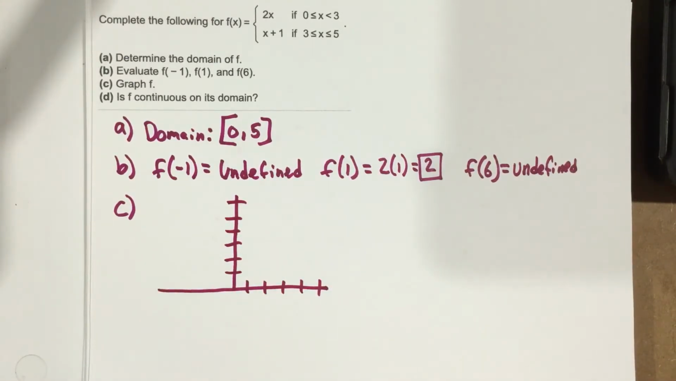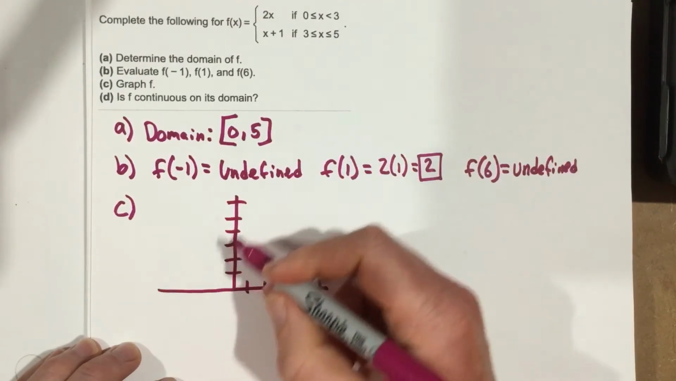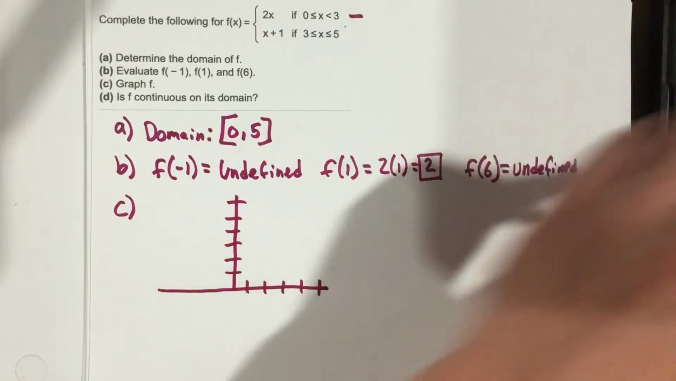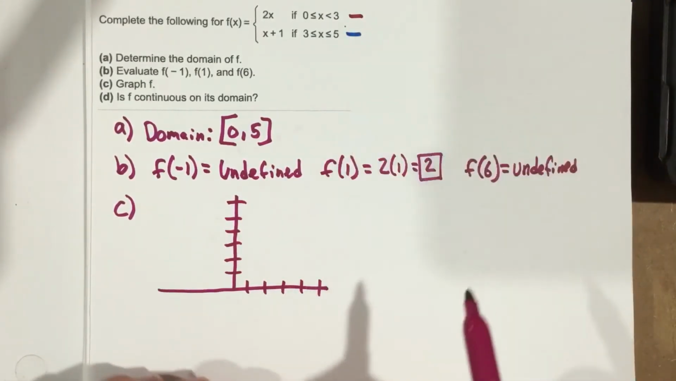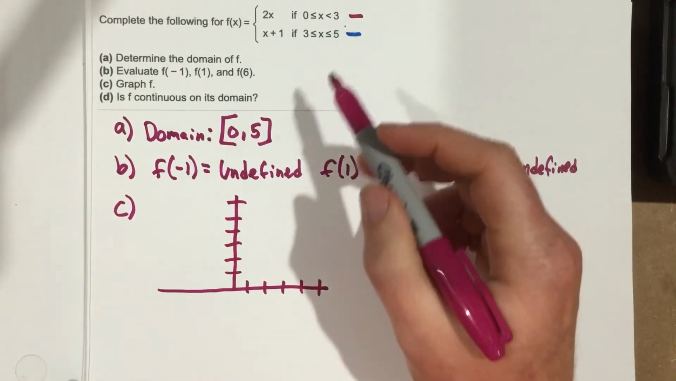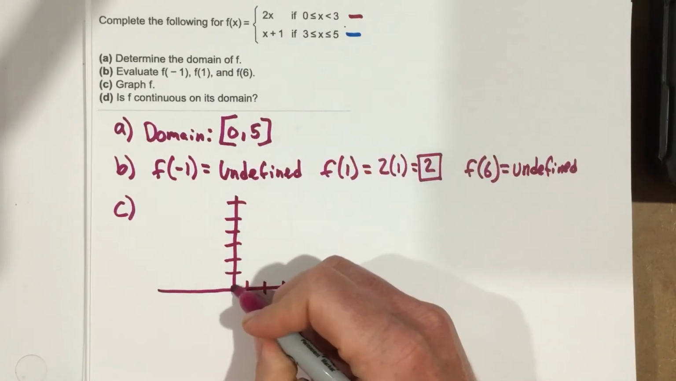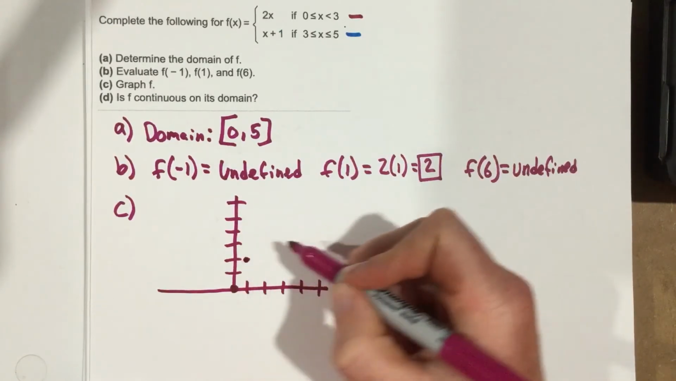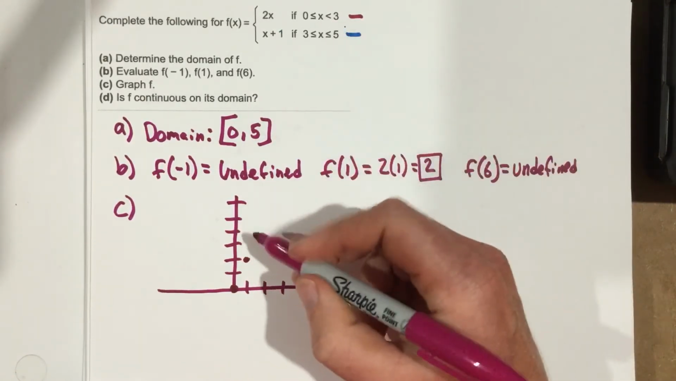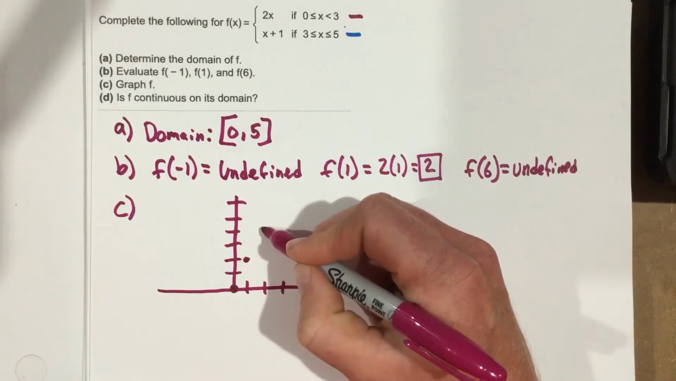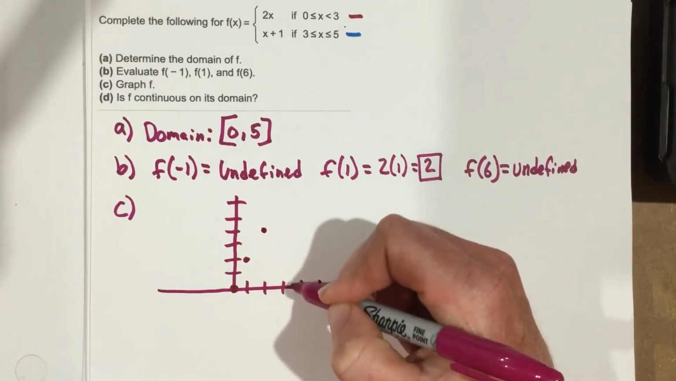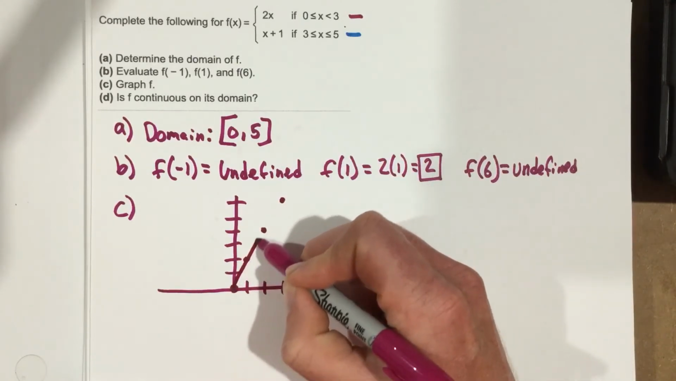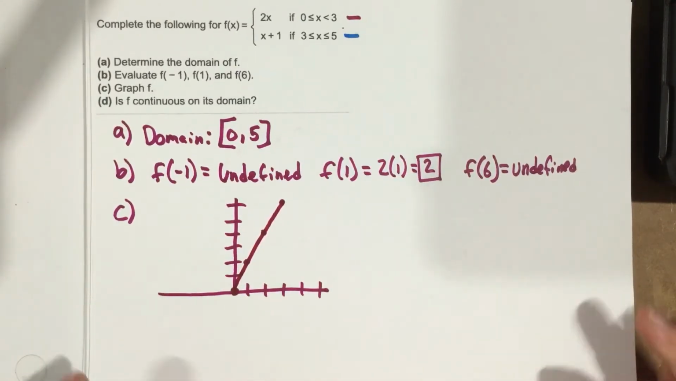So let's see what we've got. We plug in 0, we get 0. So for the first function, and I'm going to use this color for that function, and we'll use blue for the other one, just to distinguish them. So plug in 0, we get 0. Plug in 1, we get 2. So that's right here. Plug in 2, we get 4. And plug in 3, we get 6. So there's the first part.